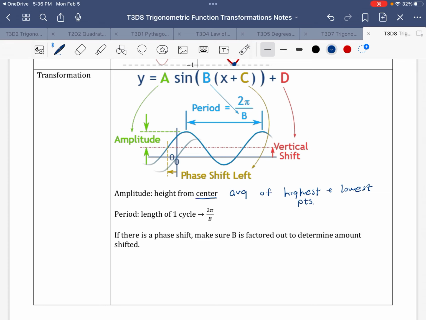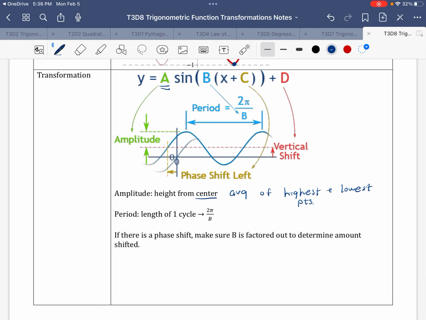All right. If there is no vertical shift, if it doesn't shift up or down any amount, the center should be at 0. However, if there's any kind of vertical shift, then you have to find the highest and lowest point and then find their average. And then from that point, how many units is it to the highest or lowest point? That is your amplitude. And your amplitude always represents your A value.